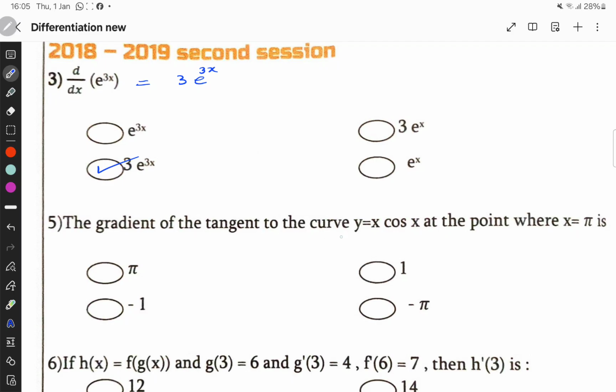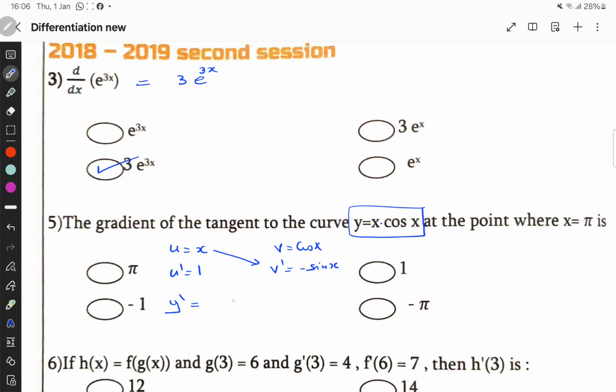Here he said the gradient of the tangent to the curve y equals x cosine x. It's the product rule. He said the gradient of the tangent, so we just do that. u is equal to x and v is equal to cosine x. How do we note that? It's a multiplication of two different functions, each of which is in terms of x. So start to differentiate. The derivative of x is 1. The derivative of cosine is negative sine x.